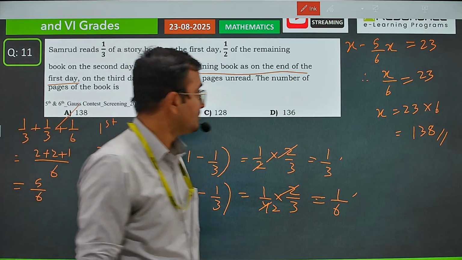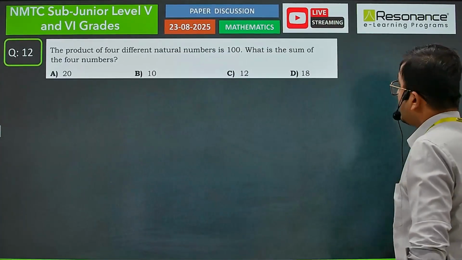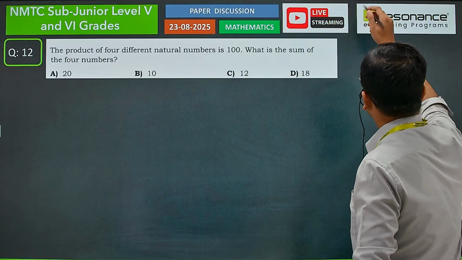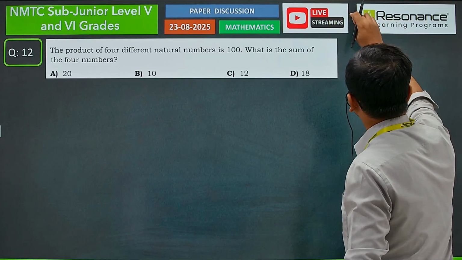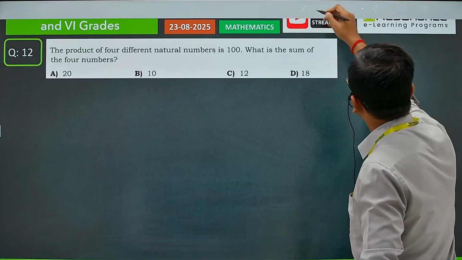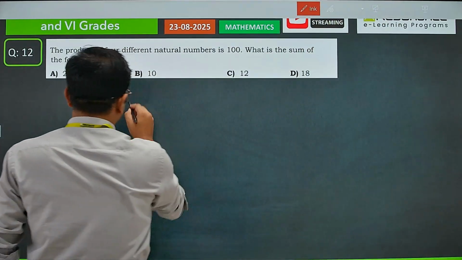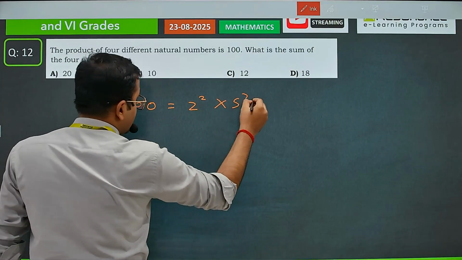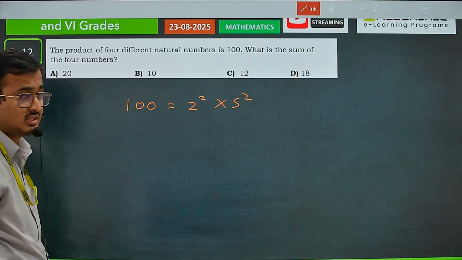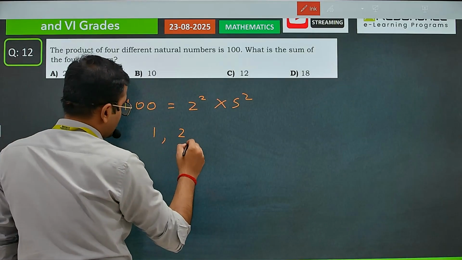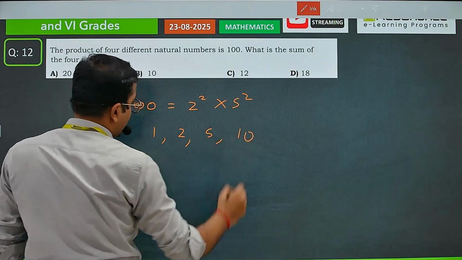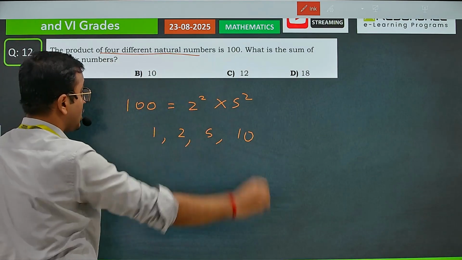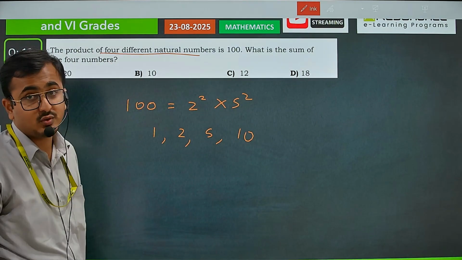Okay, let's continue. Next, the product of four different natural numbers is 100. So let us do the prime factorization of 100, that is 2 square into 5 square. Why did I do this? Because getting 4 natural numbers from this is a piece of cake. So that is 1, 2, 5 and 10. That will be the set of values. All are different, please make a note.